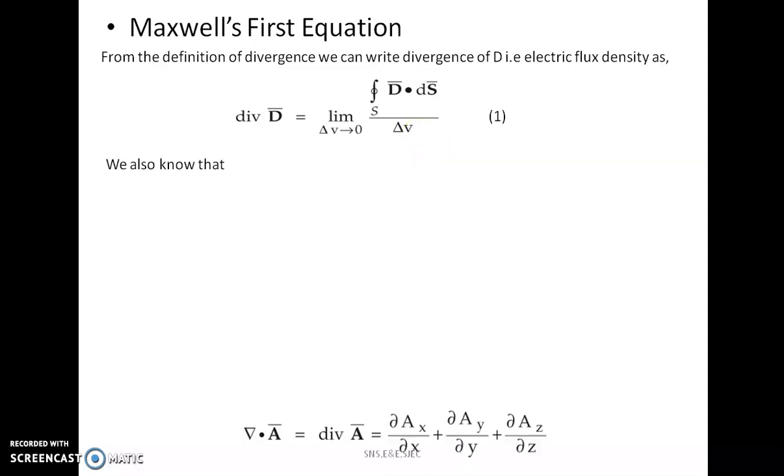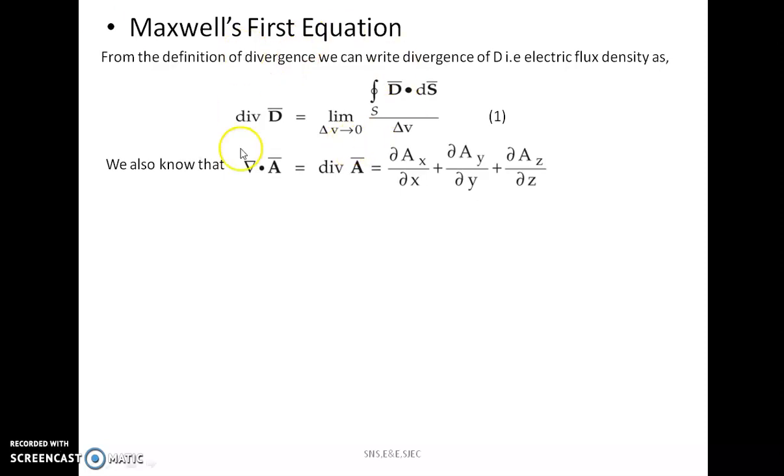Now we also know that the divergence of A can be written in terms of its components along x, y, z, that is Ax, Ay, Az. So del dot A is del Ax by del x plus del Ay by del y plus del Az by del z. Similarly, I can apply the same concept to the divergence of D. So the divergence of D is equal to del by del x of Dx plus del by del y of Dy plus del by del z of Dz.